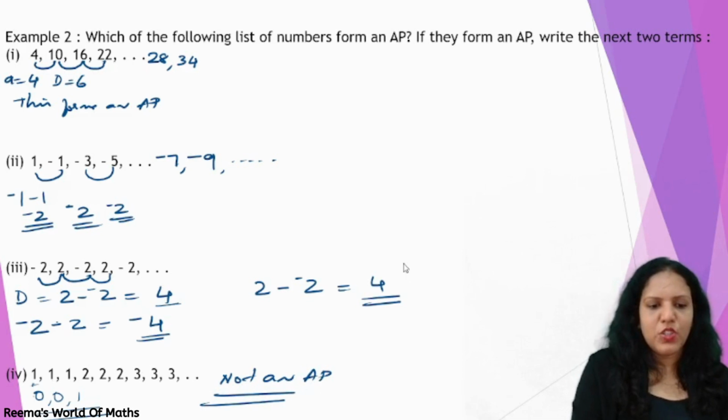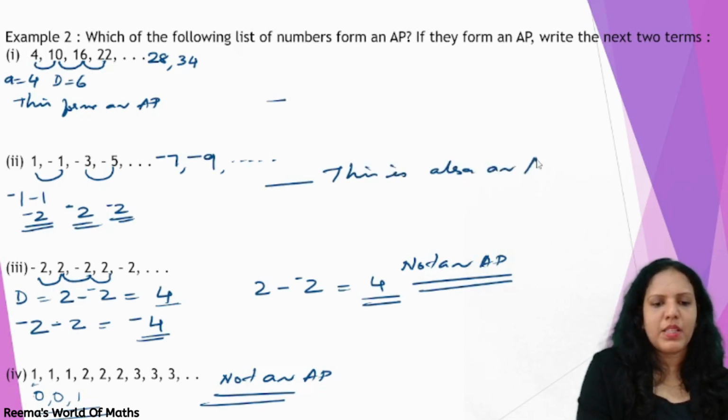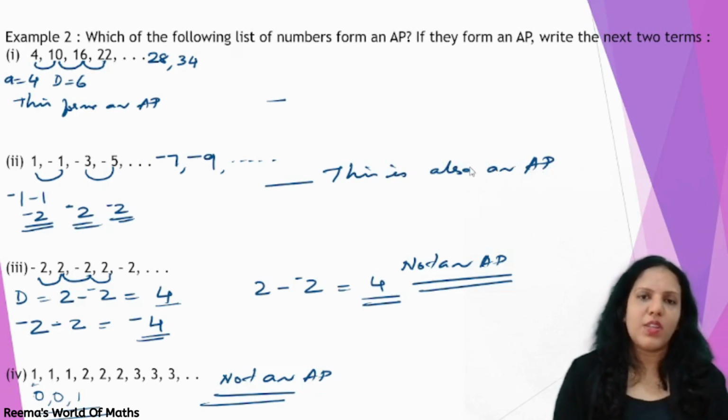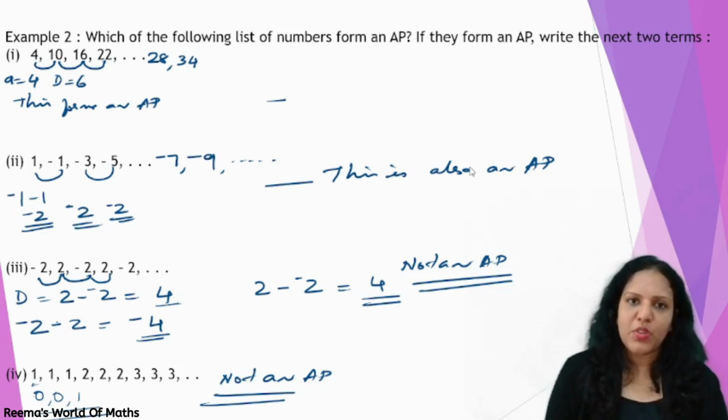Similarly, the third one is also not an AP, because the common difference is not constant. But the first one is an AP, and this is also an AP, an arithmetic progression, only because the common difference is constant here. I hope you understood the basics of arithmetic progression.